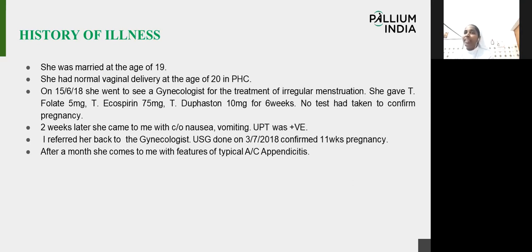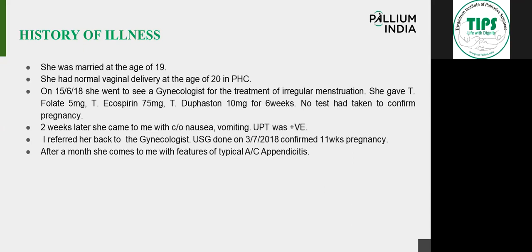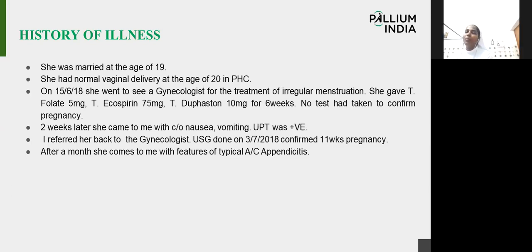But 2 weeks later, she came to me with the complaint of nausea and vomiting. When the urine pregnancy test was done, it was positive. Then I referred her back to the same gynecologist. An ultrasound confirmed an 11-week pregnancy. She stopped the earlier medicines, and the gynecologist gave her folate and pyridoxine tablets. Now and then she used to come to me with the same complaint. I also gave her pyridoxine and IV fluid. But within a month, she came to me with the features of typical acute appendicitis.